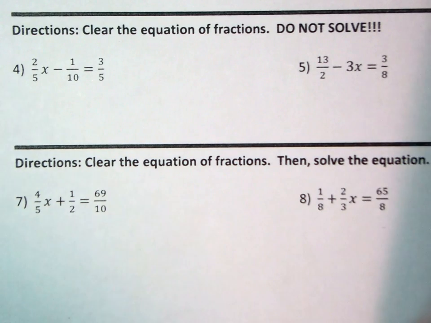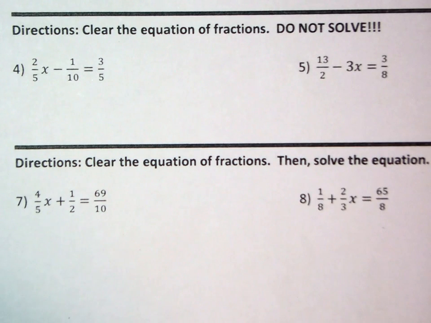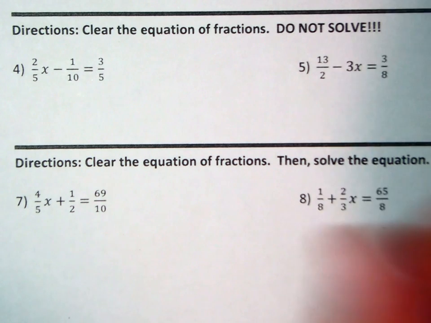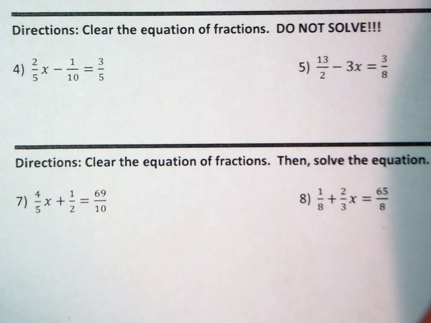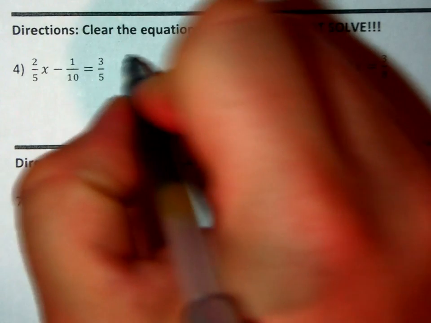Question number 4 now says to clear the equation of fractions. So now we need to find the least common denominator for this problem, but then we also need to multiply it through each term in the equation in order to clear out the fractions. So I have a 5, a 10, and a 5, so my least common denominator is pretty easy on this one. It's going to be 10.